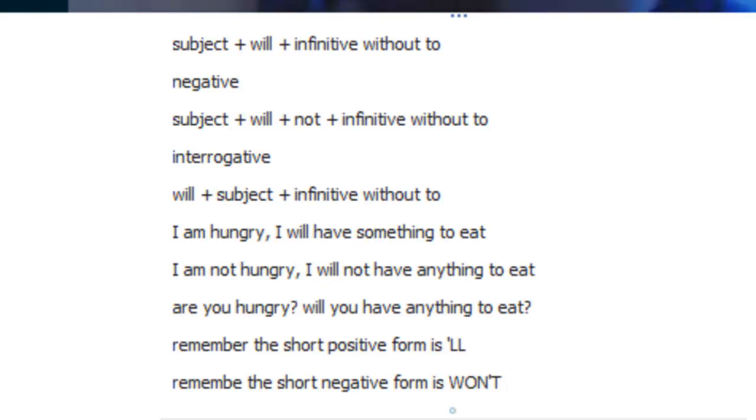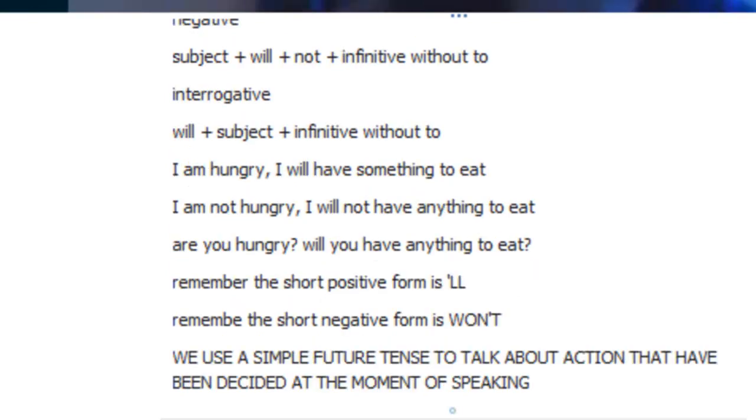Okay. We use the simple future tense to talk about actions that have been decided at the moment of speaking.